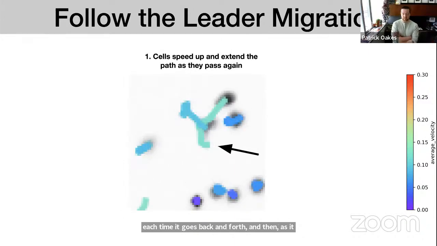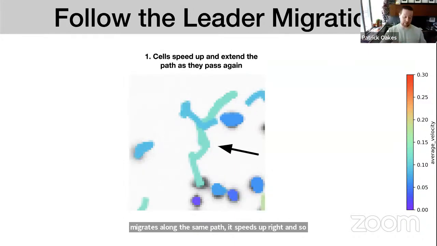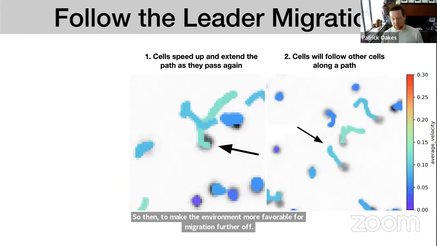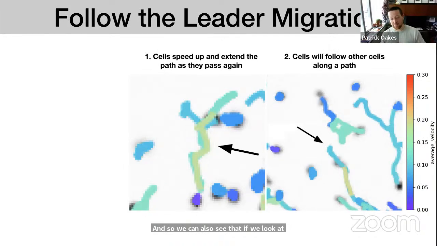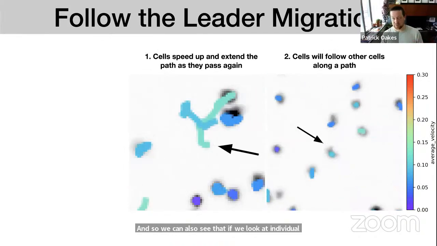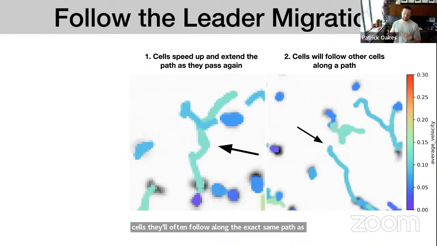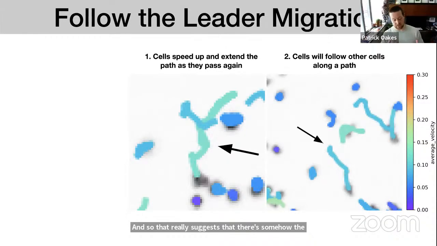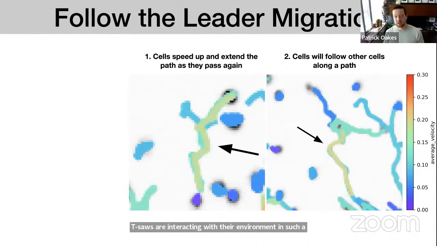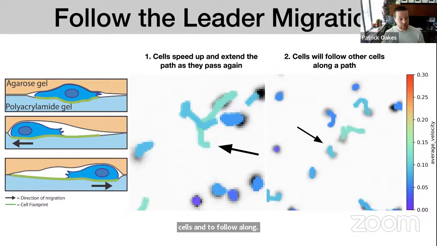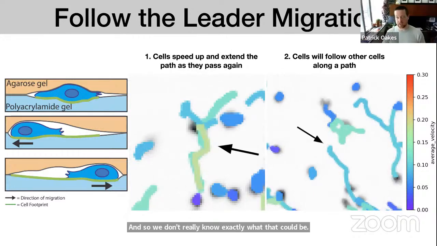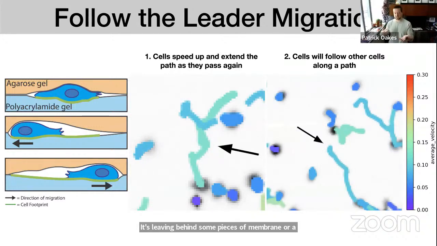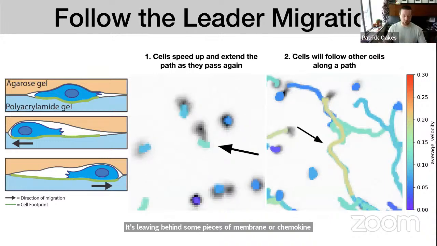And so they're using these architectures and these pathways to make the environment more favorable for migration further on. And we can also see that if we look at individual cells, they'll often follow along the exact same path as a previous cell. Right. And so that really suggests that somehow the T cells are interacting with their environment in such a way that it's allowing them to guide other cells and to follow along. And so we don't really know exactly what that could be. You could imagine that could be a biochemical footprint, like, it's leaving behind some pieces of membrane or a chemokine or something else that allows its neighbor to say this is the best way forward. So some kind of proverbial breadcrumb trail.